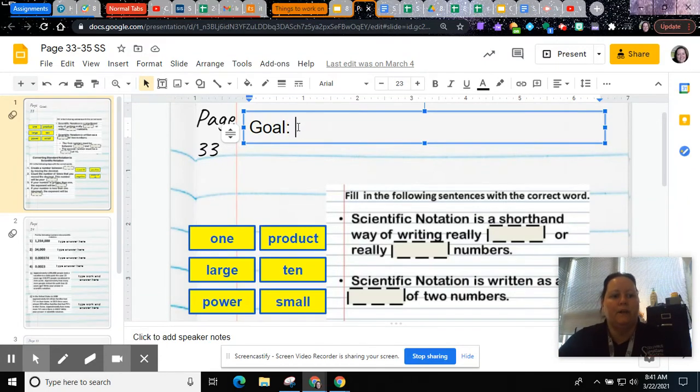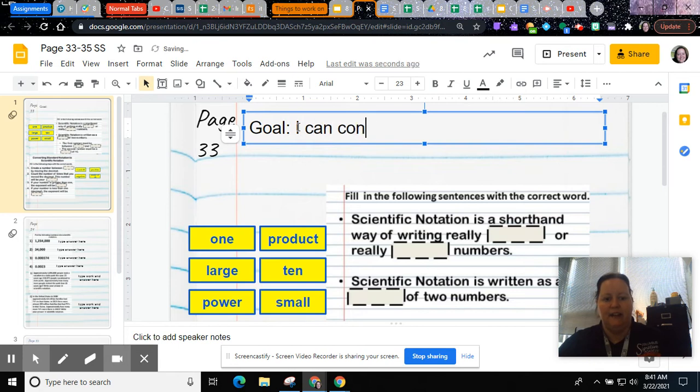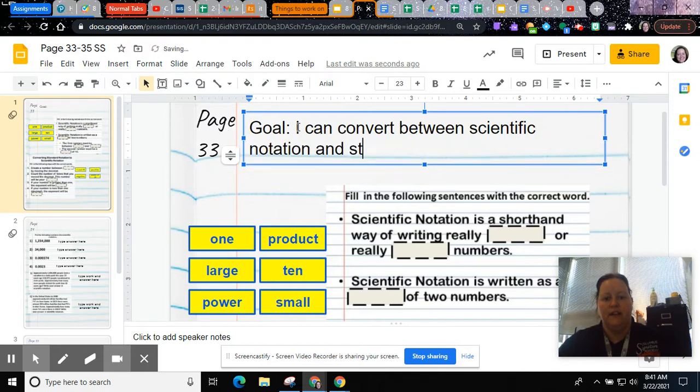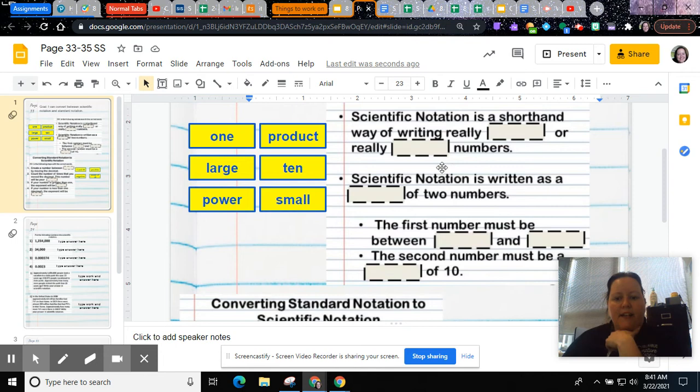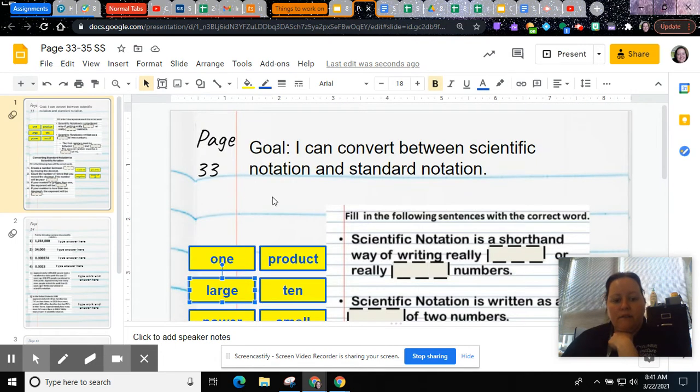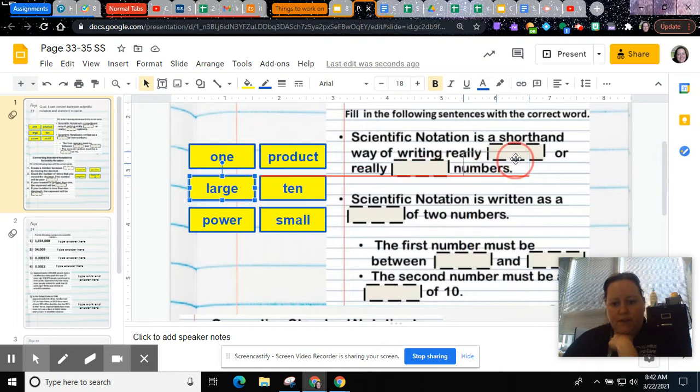Hi, today on pages 33 to 35, our goal is I can convert between scientific notation and standard notation. It says fill in the following sentences with the correct word. Scientific notation is a shorthand way of writing really large numbers or really small numbers.